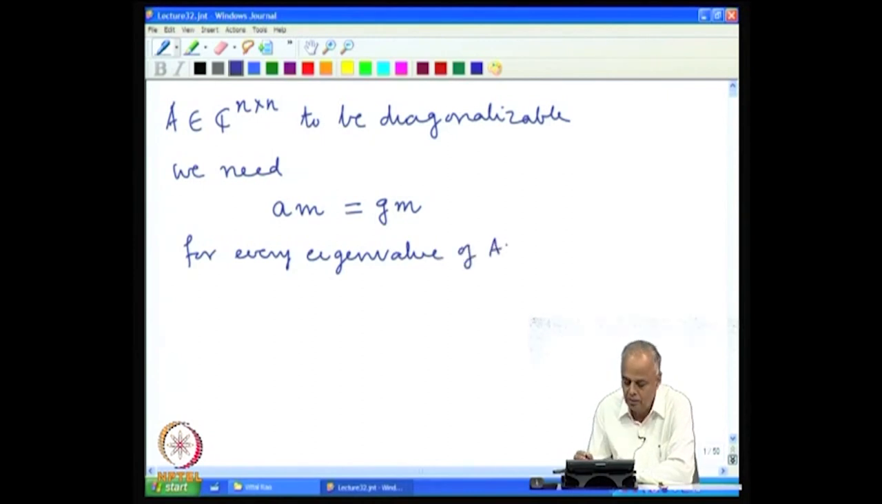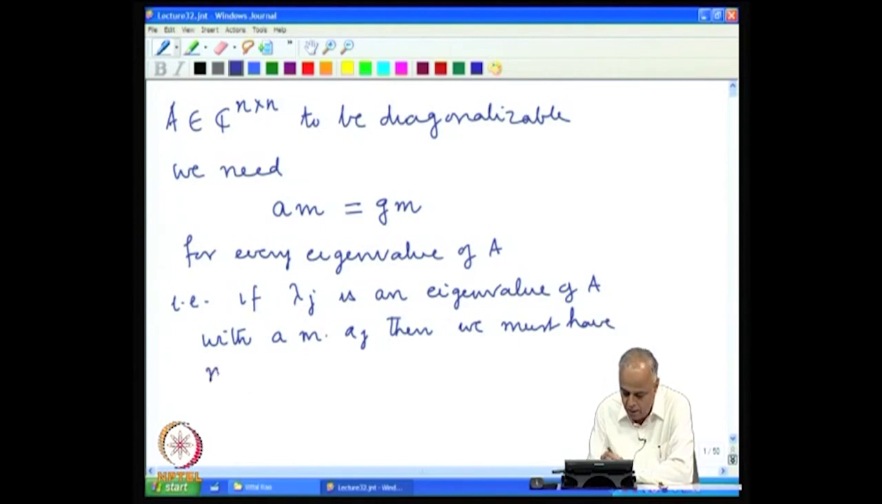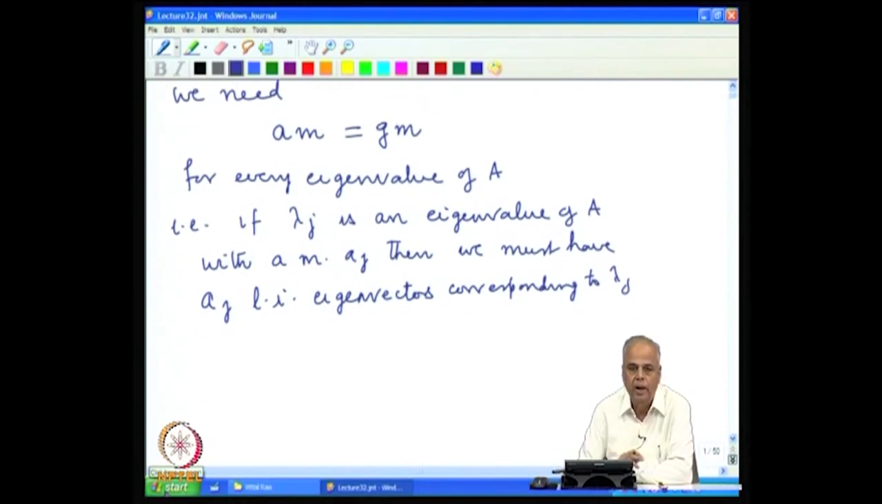What we mean is, that is, if lambda j is an eigenvalue of A with algebraic multiplicity A j, then we must have A j linearly independent eigenvectors corresponding to lambda j. So, depending on the multiplicity of the eigenvalue, we must have that many linearly independent eigenvectors.